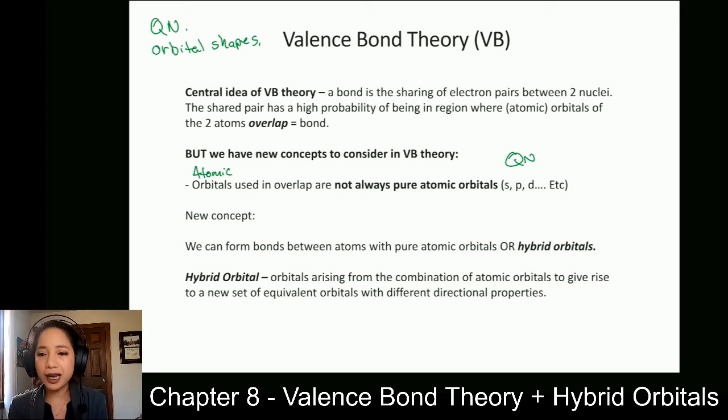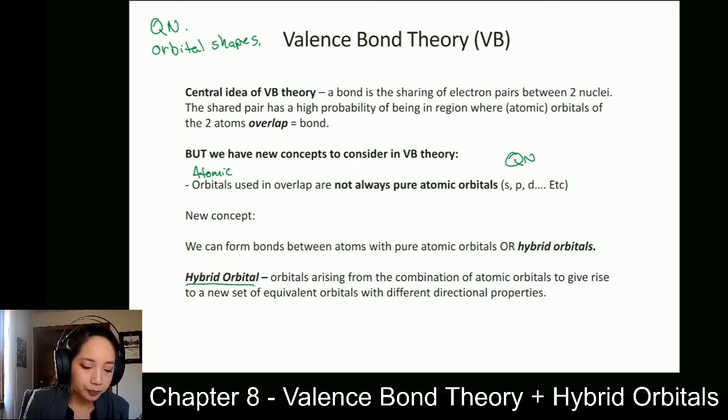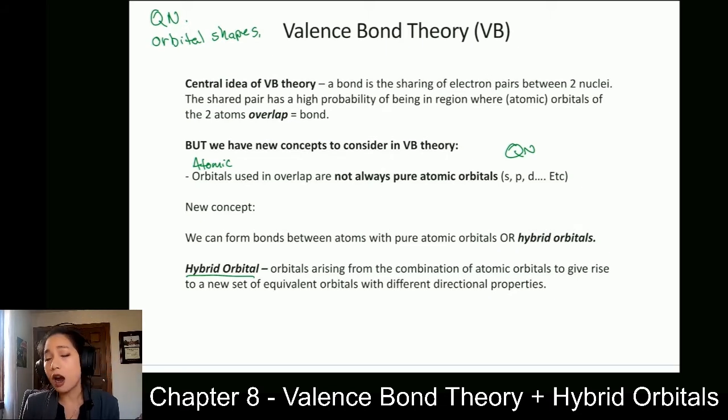So this is where hybrid orbitals come into play. By considering hybrid orbitals, we can combine different atomic orbitals to make the shapes that VSEPR theory predicts. A hybrid orbital is an orbital that arises from the combination of atomic orbitals. When you combine atomic orbitals, you get hybrid orbitals out that have a new shape, a set of orbitals with different directional properties. So this is what I mean by we get new shapes.